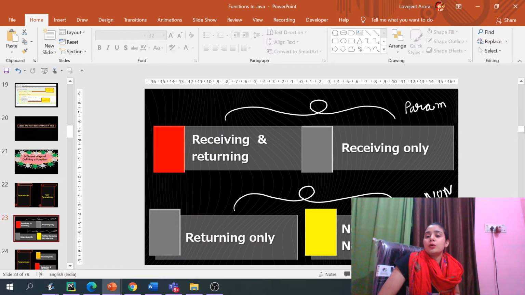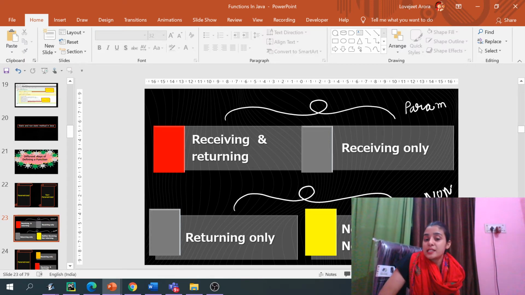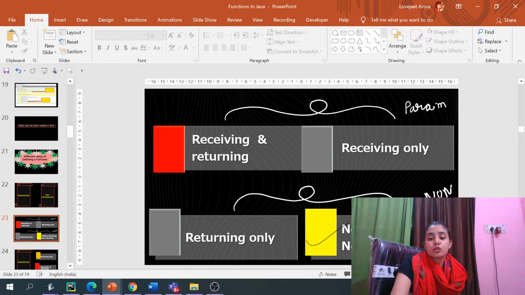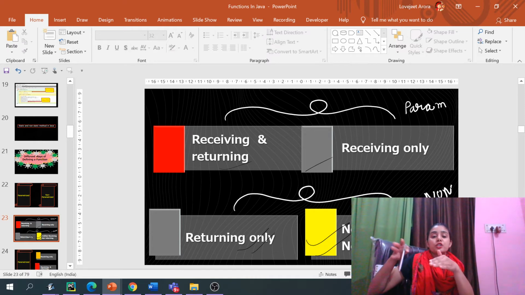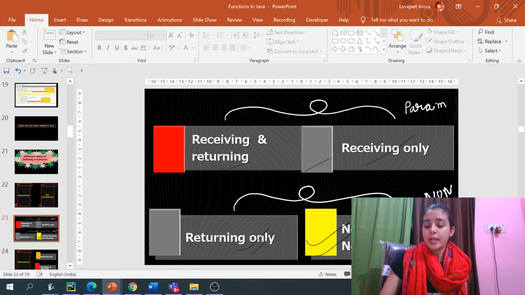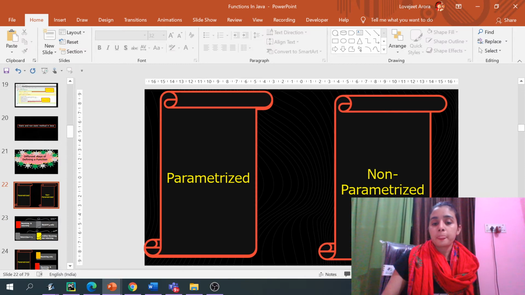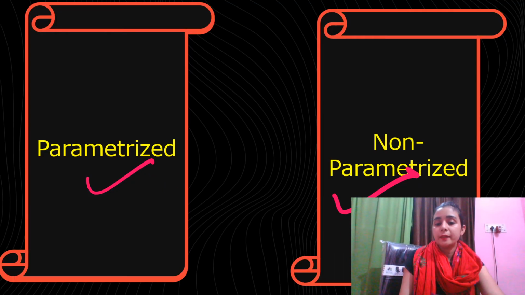If I talk about the parameterized function, those are functions which receive and return, and functions which only receive. Those are called parameterized functions. The non-parameterized functions are those which neither receive nor return, or only return. So this is the non-parameterized concept, and this is the parameterized concept, where one time you are returning also, and one time you are not returning anything. Okay, let's do the example here.